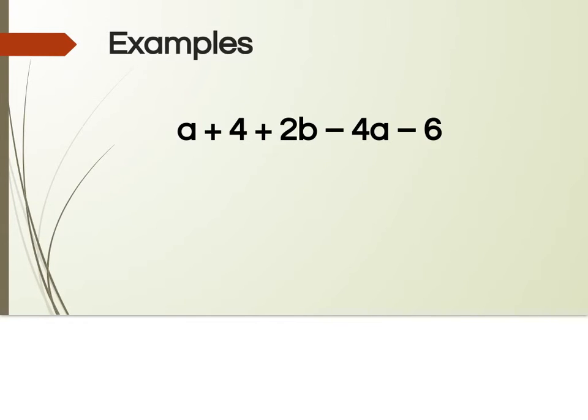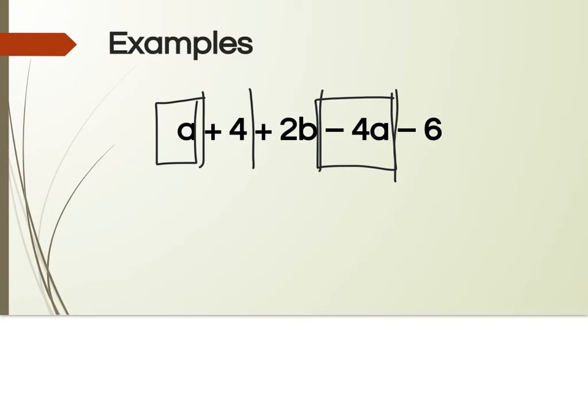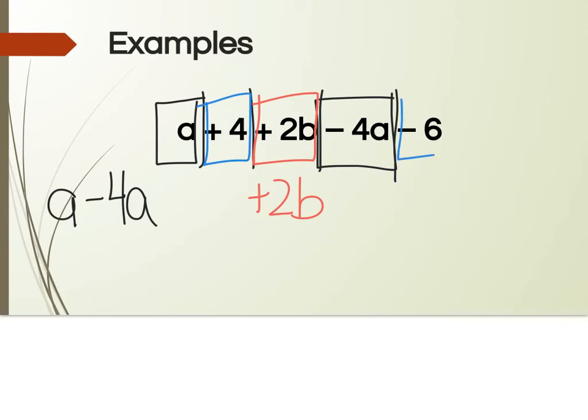A plus 4 plus 2b minus 4a minus 6. We have an a, we have a positive 4, we have a positive 2b, a negative 4a, and a negative 6. We will take the a and the negative 4a as like terms. The positive 2b is the only b term. And then the positive 4 and the negative 6 are the constants in our like terms.